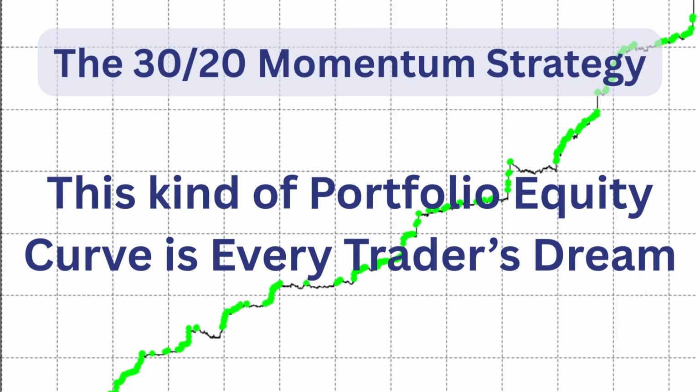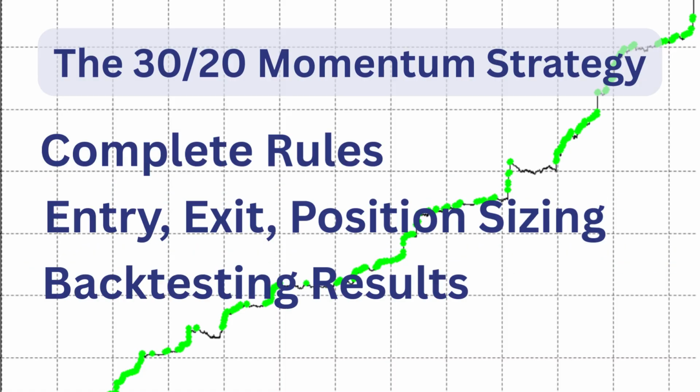This kind of equity portfolio curve is every trader's dream. It's the 30-20 momentum strategy. Watch till the end to see the complete rules of entry, exit, position sizing, and a detailed backtest that I've done on all the stocks of Nifty 50 going back 24 years.